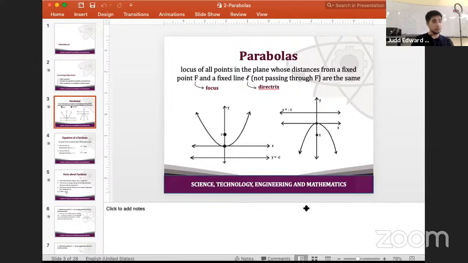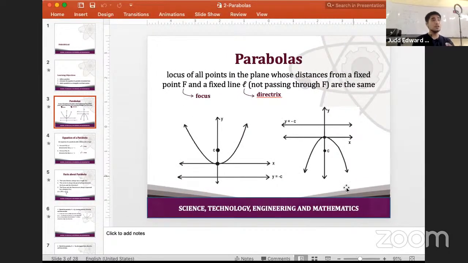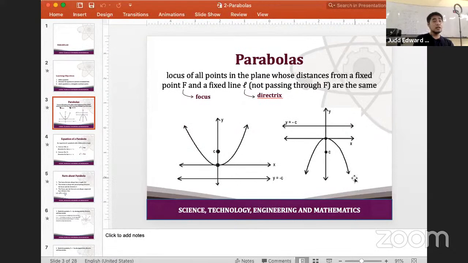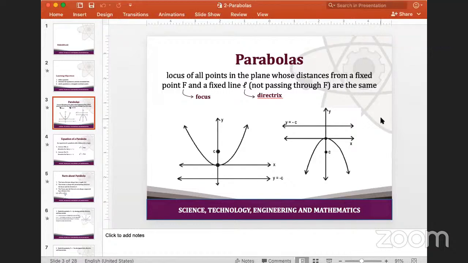So, when we say fixed point, we call that the focus. And when we say fixed line, we call that the directrix. Sa circle, dati, ang fixed point natin, we call that center, at yung fixed distance natin, we call that the radius. Ngayon, iba na yung tawag sa kanya. Sa parabola, ang tawag natin doon sa center ng circle ay vertex. Tapos, sa parabola, ang tawag naman natin dun sa isang line is the directrix. So, yun yung pagkakaiba ngayon.